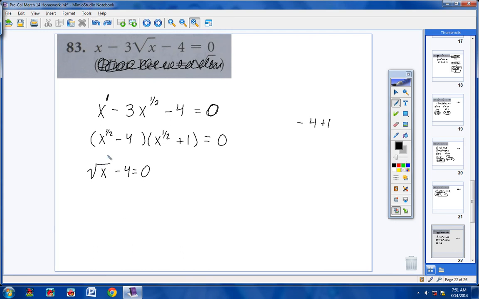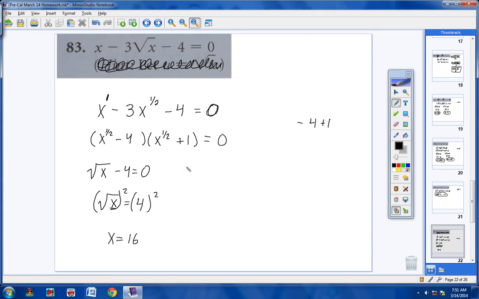All right, now bring the 4 over and make it a +4. So I have the square root of x equals 4. And now look, how do you get rid of a square root? You have to square it. So if you square one side, you must square the other side. When you square a square root, you get what's on the inside, x, and when you square 4, you get 16. So there we go, there's one answer.